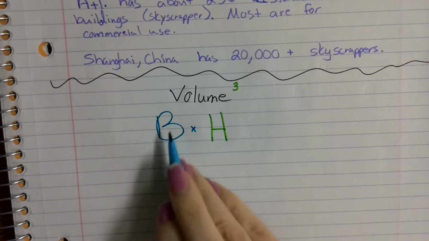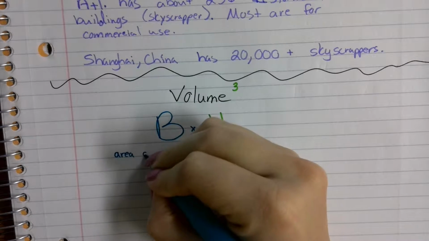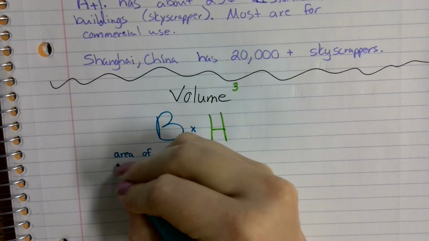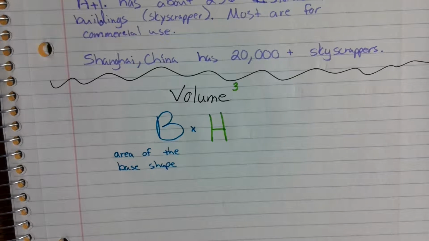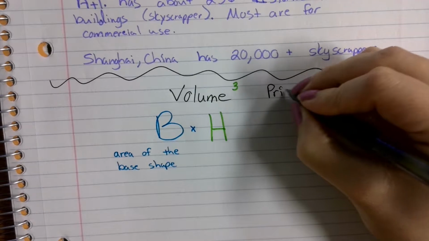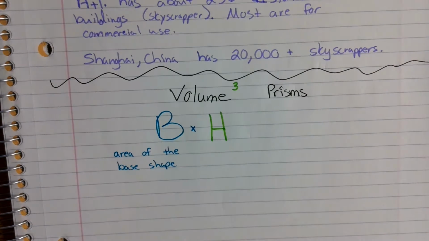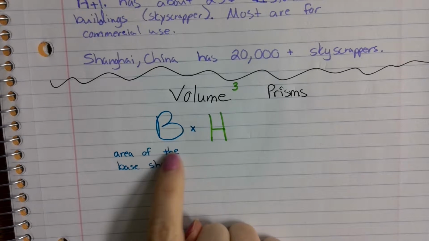Big B, so I'm using this in blue, big B represents the area of the base shape. Now, again, we're talking about volume of prisms. This is only for prisms that we're talking about. We didn't get into pyramids. So please don't go into your geometry class later on when you're taking geometry and say, oh, this is the formula that's supposed to work for everything. It only works for prisms. Pyramids is different. Okay? But for prisms, you find the area of the base shape.